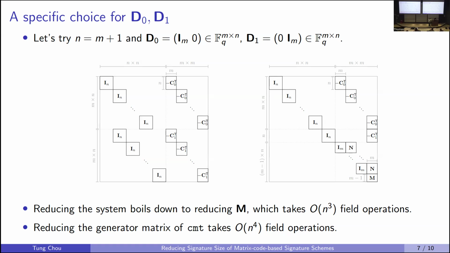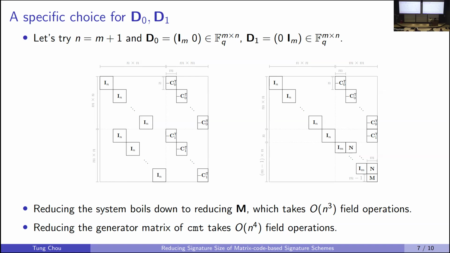So reducing the original system to reduced row echelon form boils down to reducing this much smaller matrix M. And reducing the matrix M apparently takes only big O of n^3 operations. And of course, there are still other costs, like how you bring the system from the left to the right. And you also need to do some backward substitution. All this cost is actually also big O of n^3.